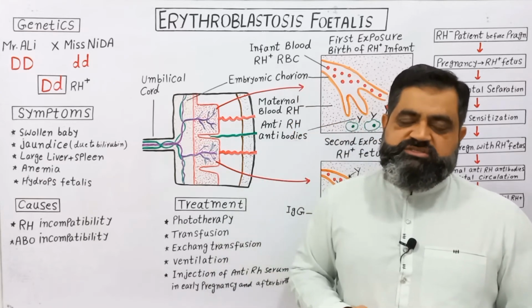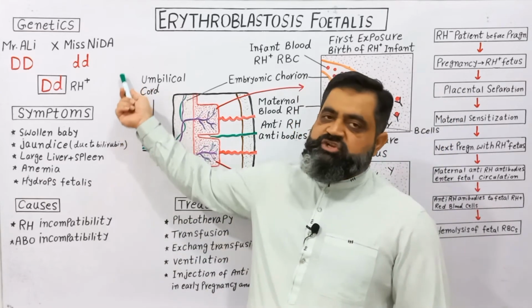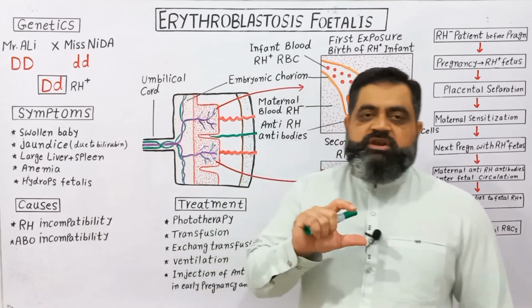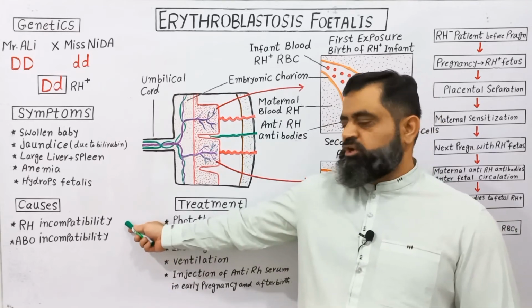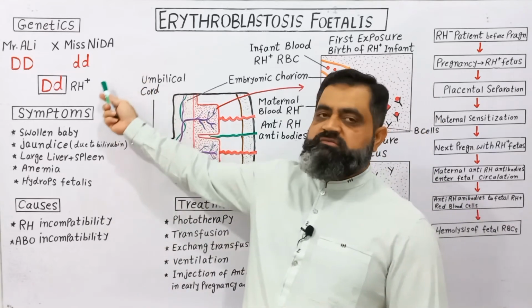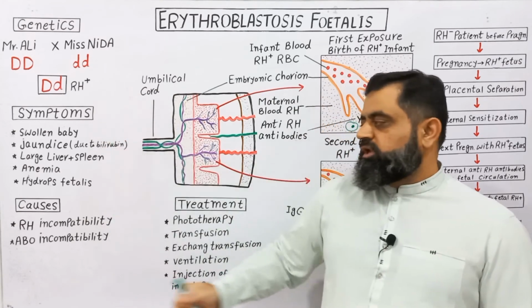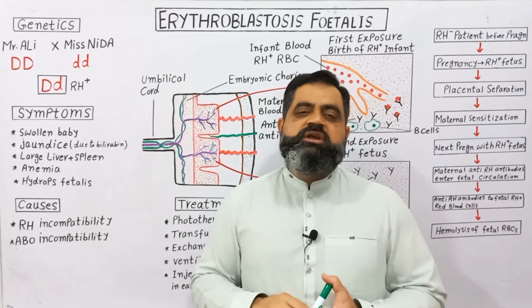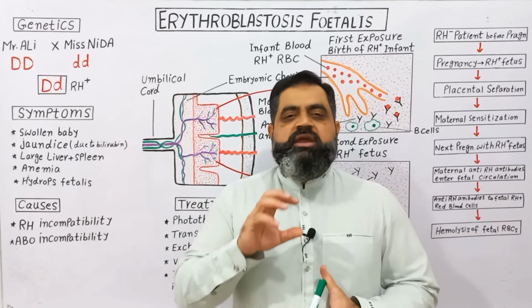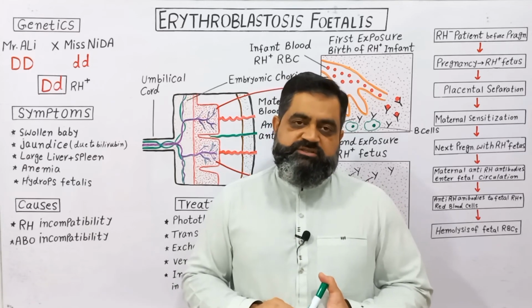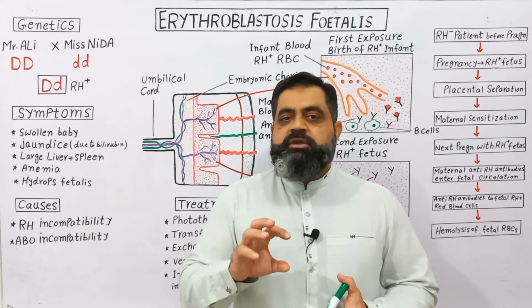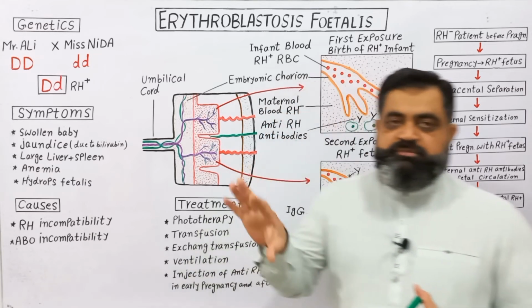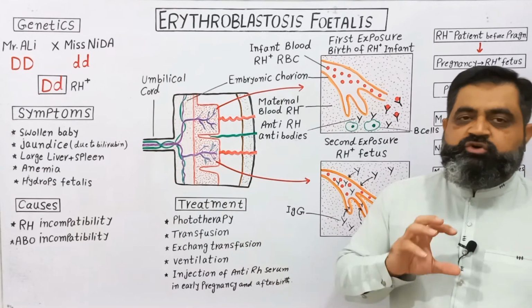So what are the causes of this disease? As I mentioned earlier in the genetics, there are two major types which can cause this disease. Number one, Rh incompatibility, as we can see right over here with Mr. Ali and Miss Nadia, or ABO incompatibility. If both of the blood groups do not match with each other, they can cause this incompatibility and result in erythroblastosis fetalis. Most of the time the baby will be dead, but if the baby is born alive, then there are symptoms of erythroblastosis fetalis and the doctor has to treat it.